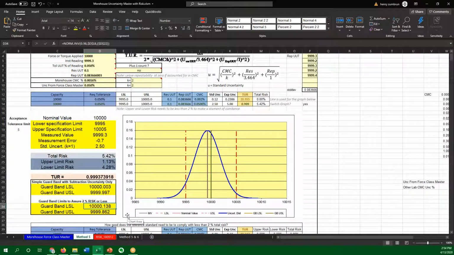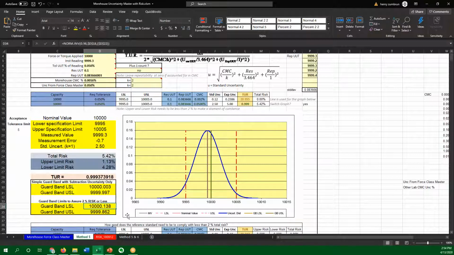And if I'm not within 1000.13 or 999.862, I'm going to have to say my PFA, my probability of false accept, is going to be greater than 2%. My risk is going to be greater than 2%, and therefore I cannot pass the instrument when you are asking for a statement of compliance or a statement of conformance. Since my risk is more than 2%, I can't pass that device unless the customer specifically says they're okay with it, and they have to analyze the risk.